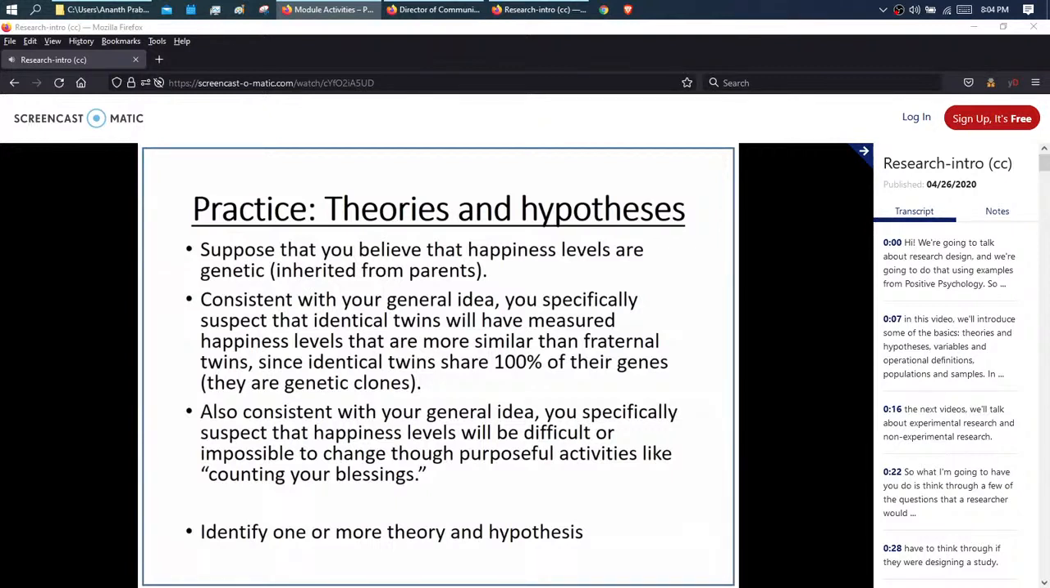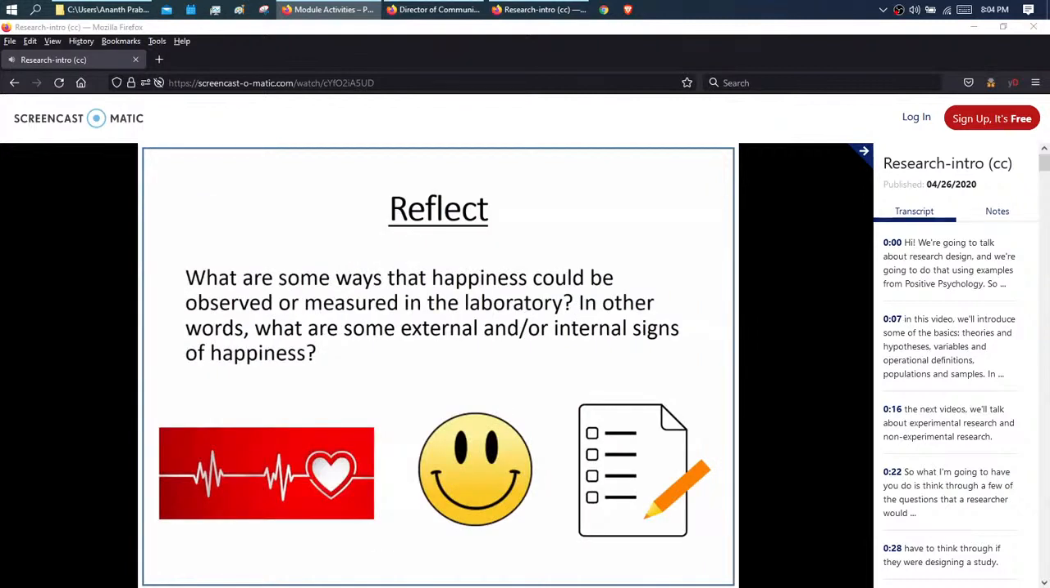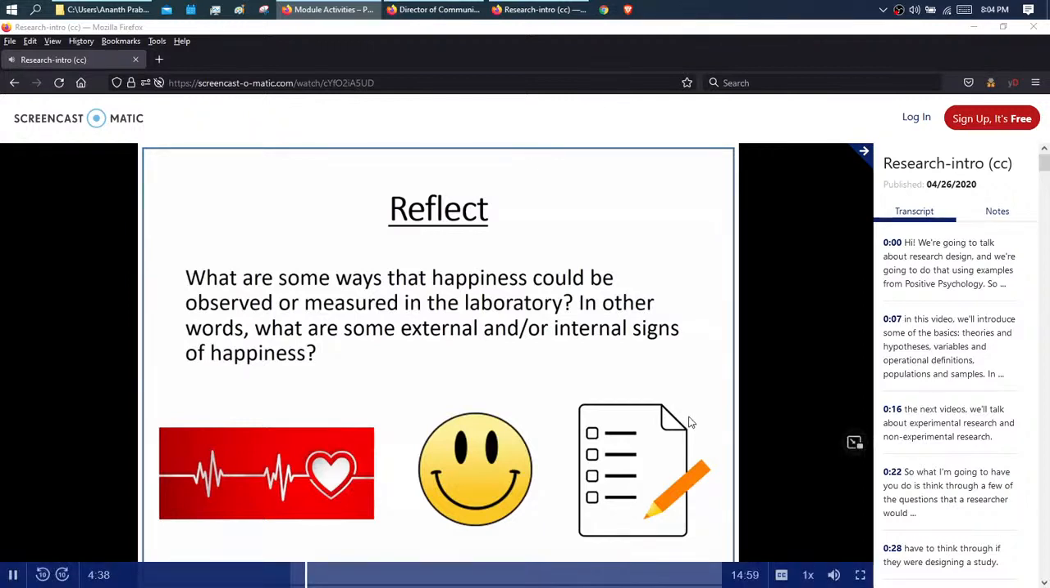Okay? Here's another reflection. What are some ways that happiness could be observed or measured in the laboratory? In other words, what are some external and/or internal signs of happiness? So, pause the video, take a moment to reflect, and then press play when you're ready.